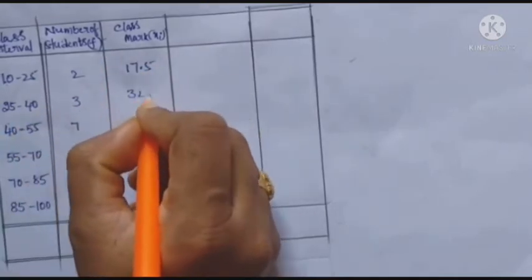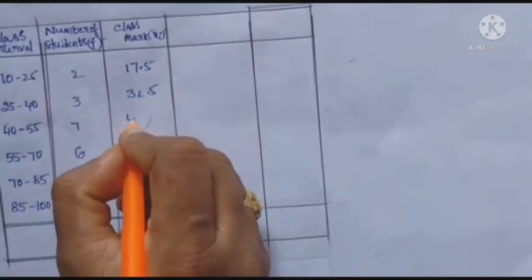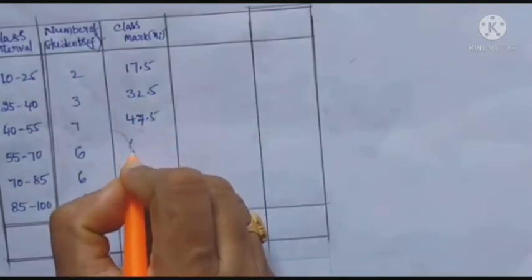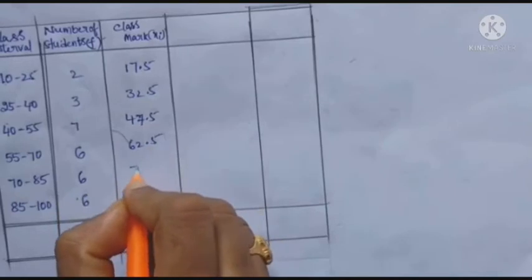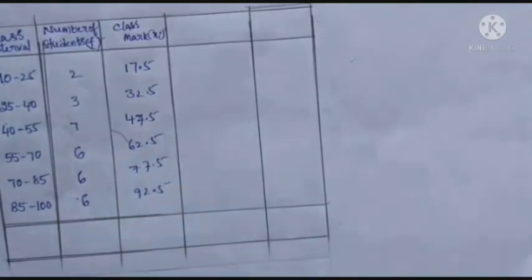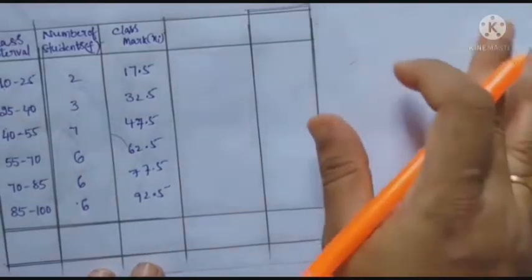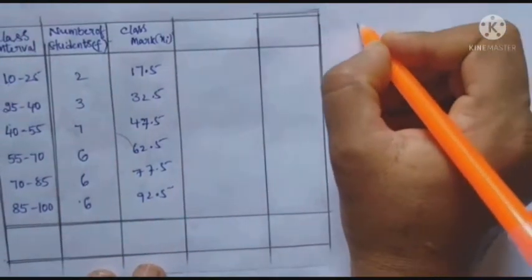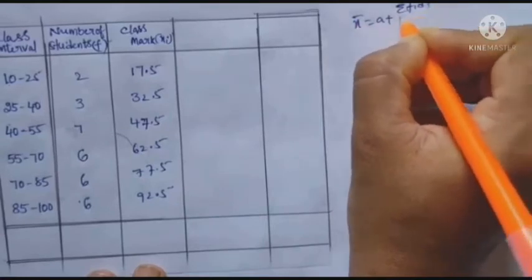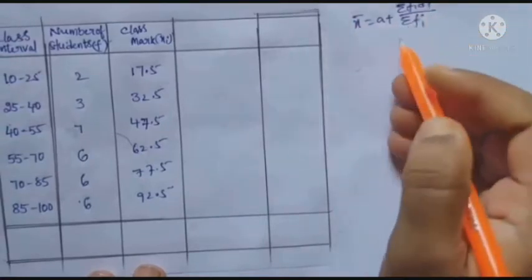17.5. Next one 32.5. Next one 47.5. Next one 62.5. Next one 77.5. Next one 92.5. Now we can observe this formula. X bar is equal to a plus sigma fi di by sigma fi.